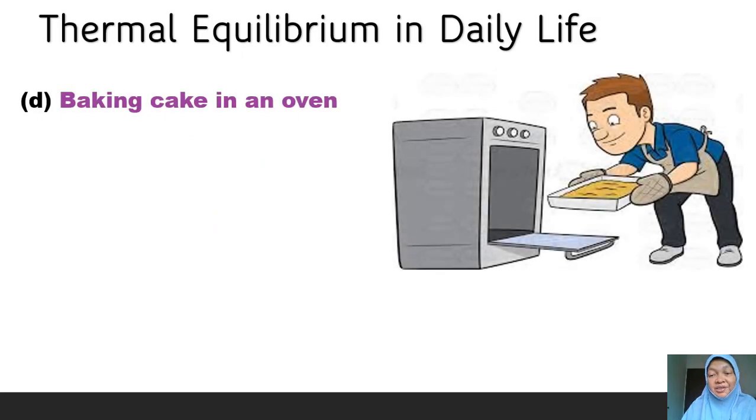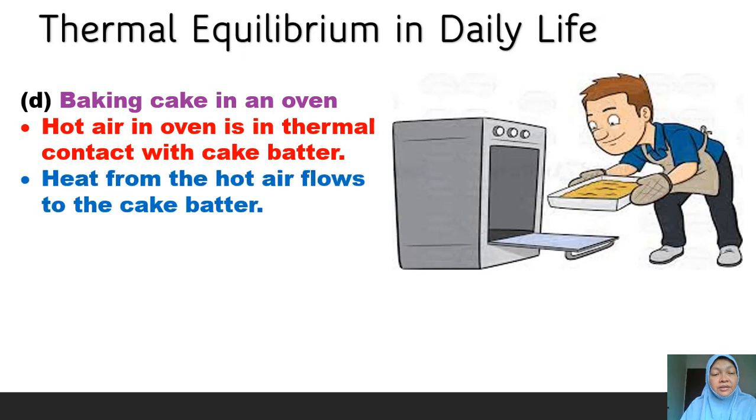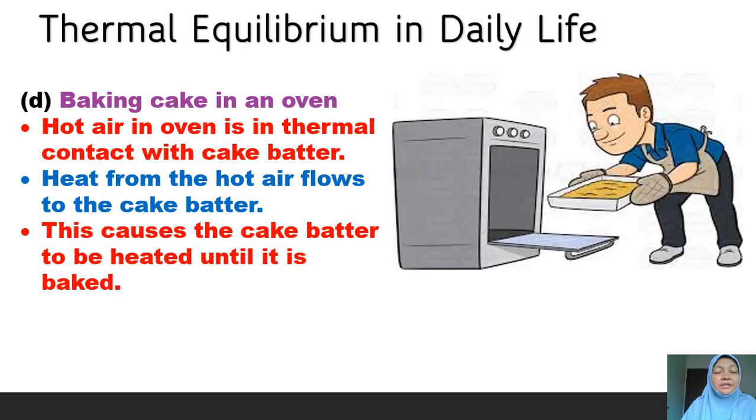Now the fourth one is baking a cake in an oven. So this time we need the heat. The hot air in the oven is in thermal contact with the cake batter, right? The heat from the hot air flows to the cake batter, and this causes the cake batter to be heated until it is baked.